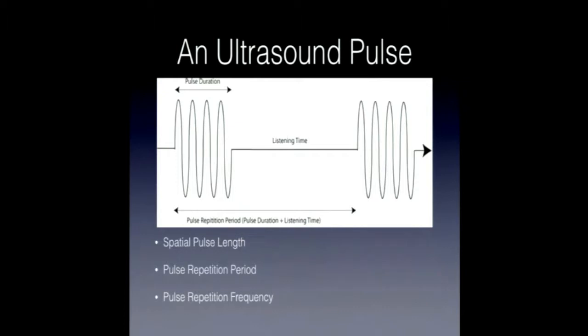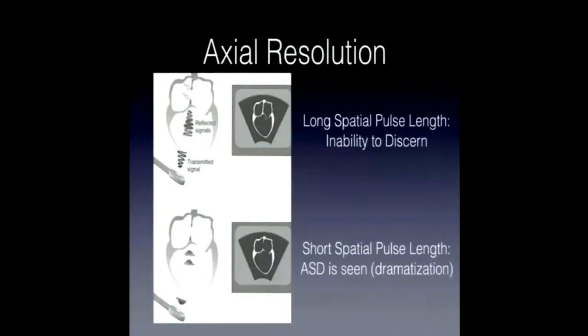So this is obviously one wavelength, and then you've added three of them together. That's a pulse, and that length is the spatial pulse length. And that is what we'll come back to later, this sort of stuff. But that's what's important for axial resolution.